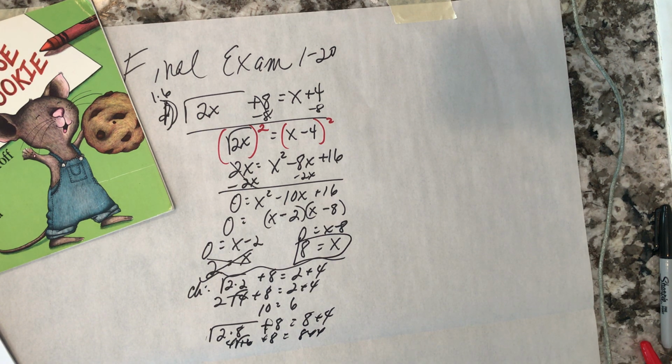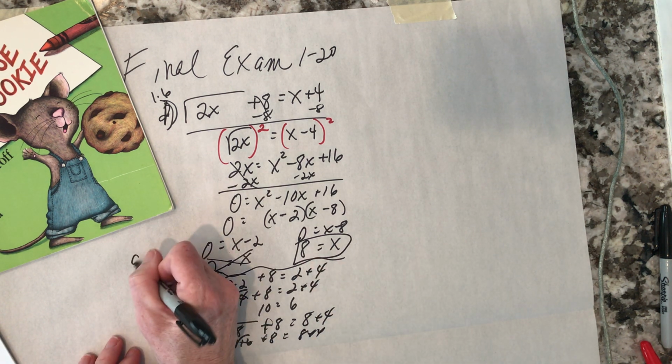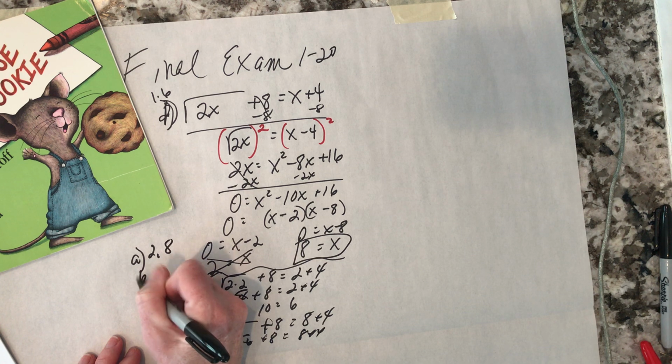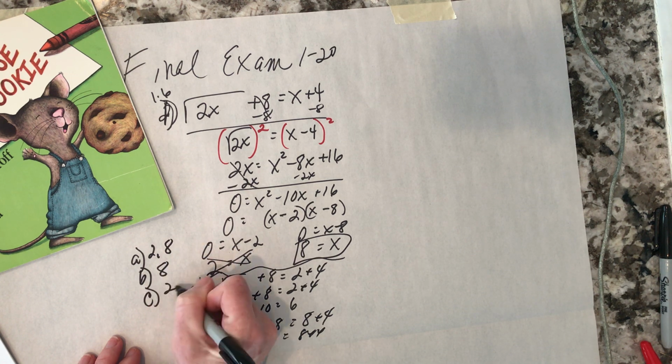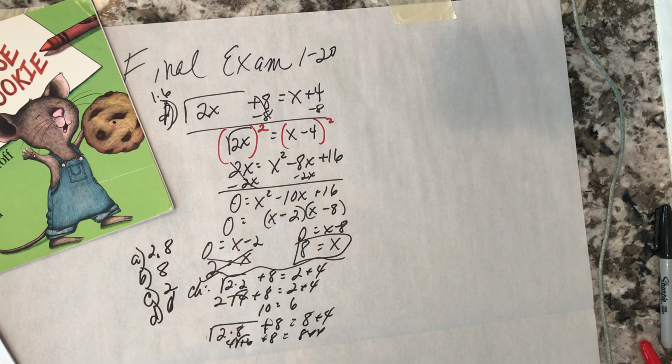So in your multiple choice exam, your final exam is completely multiple choice. They're going to offer you 2 and 8. They're going to offer you 8. They're going to offer you 2, and they're going to offer you the null set. Think about why they're doing that.